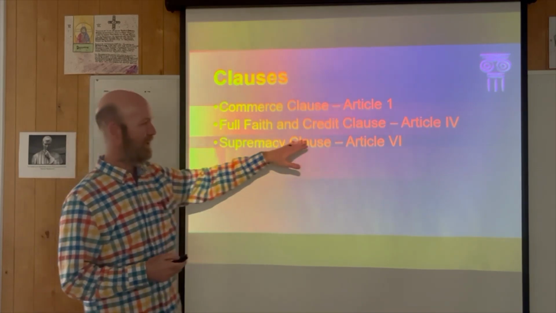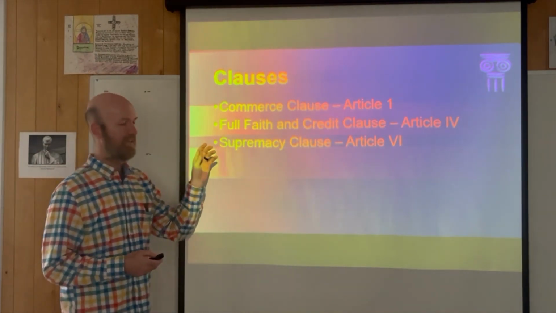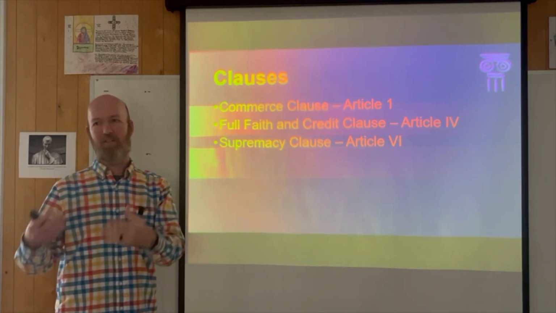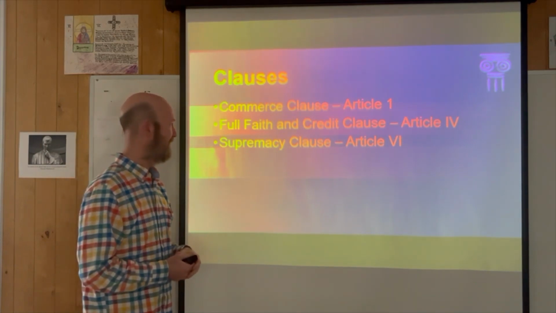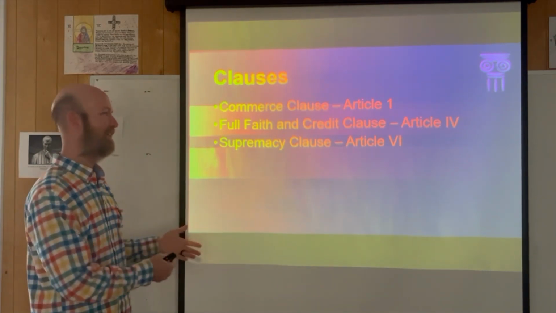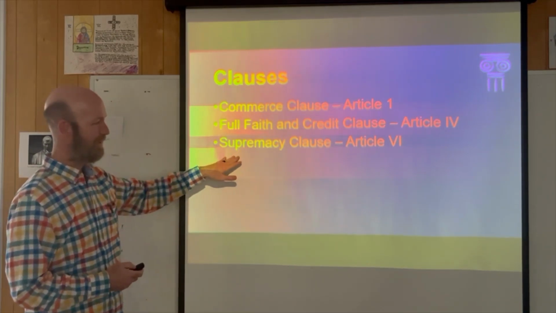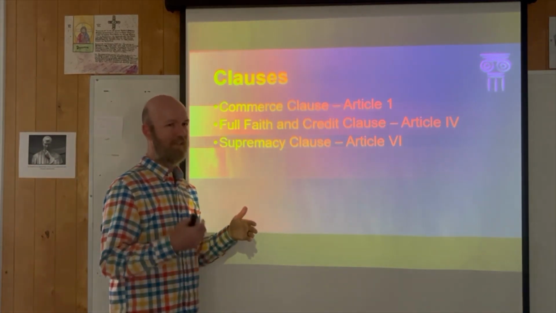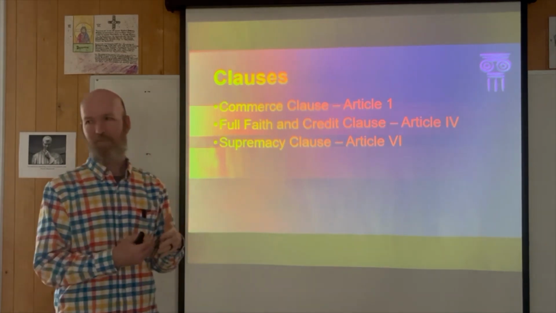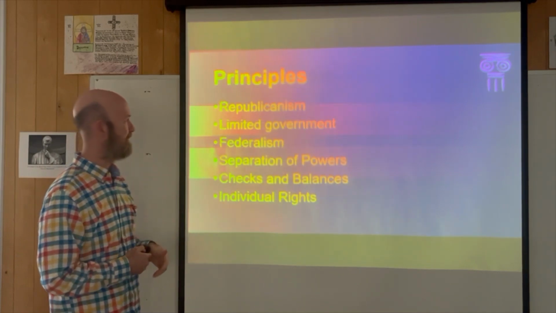Full faith and credit clause is in Article 4. It says that contracts and things in one state are honored in other states. That's why your driver's license is good in other states. If you get married here, you're married in other states. That's all part of the full faith and credit clause. And then the supremacy clause, Article 6, says that if a national law and a state law contradict each other, conflict, then the national law takes precedence. So those are the clauses.